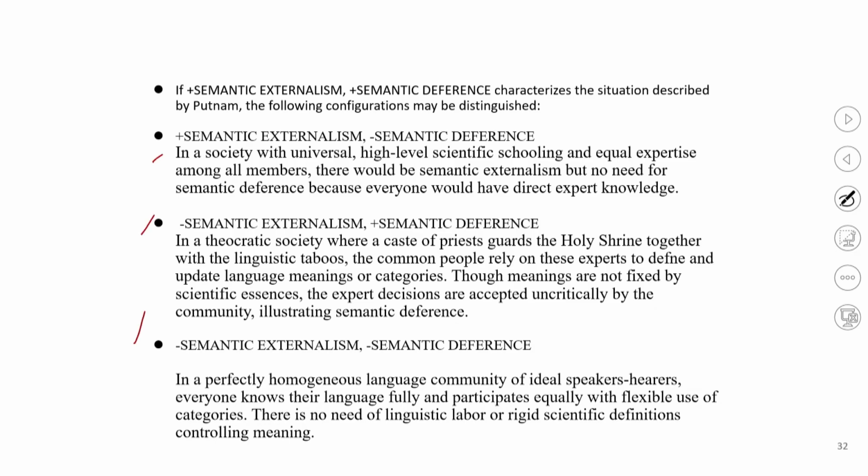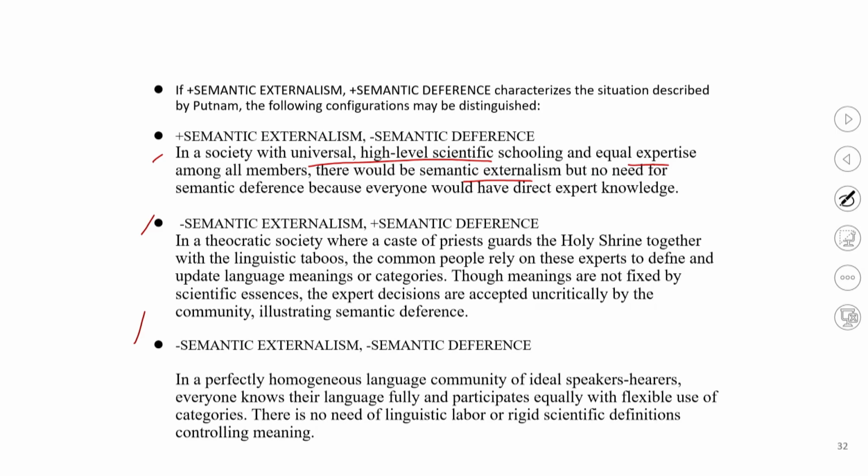So, plus semantic externalism, minus semantic deference: a society with universal high level scientific knowledge, where everybody knows the meaning of whatever the concept is. As a result, everybody has equal expertise and there would be semantic externalism, but no need for semantic deference. You do not need to depend on others for the meaning generation.